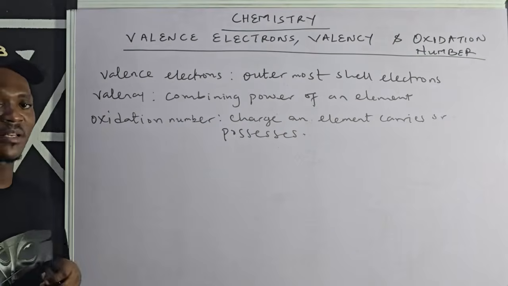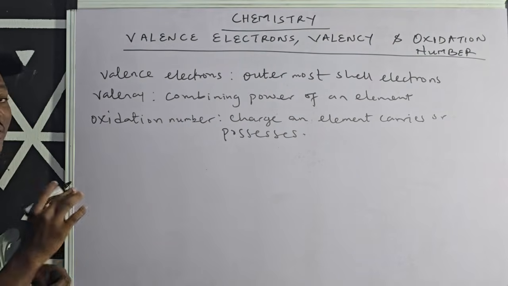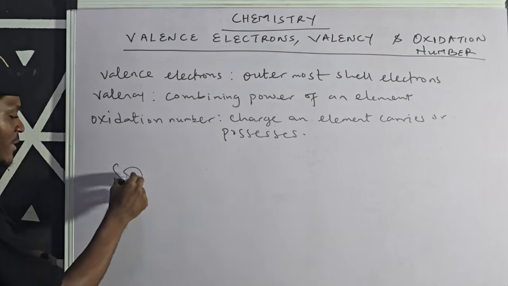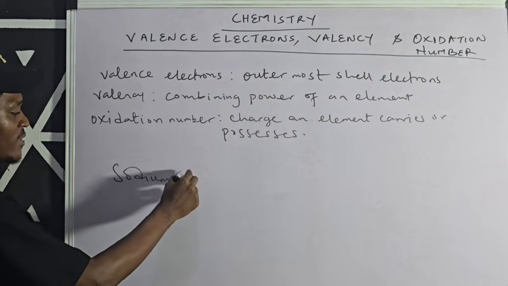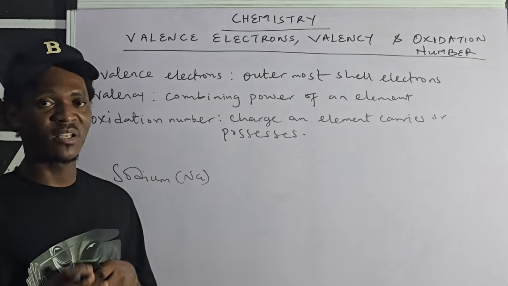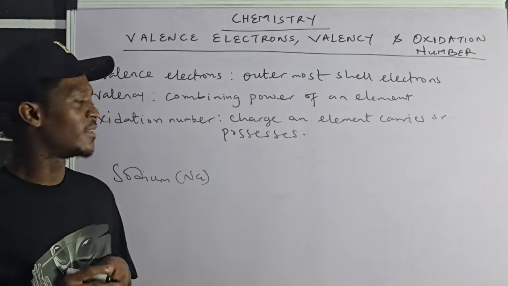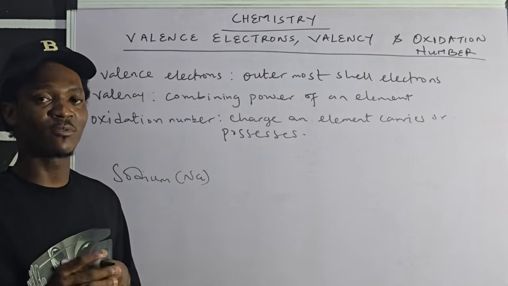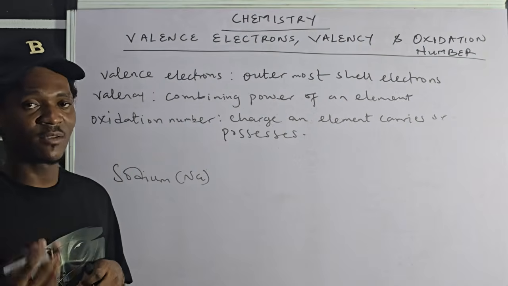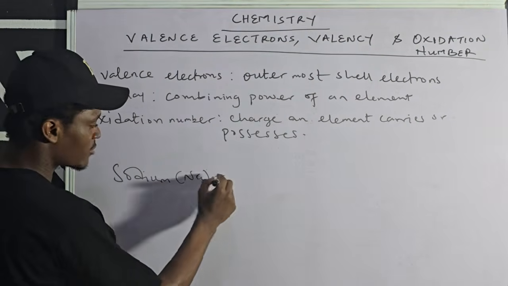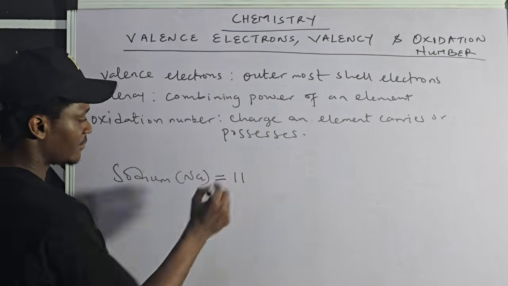But I'm going to explain them one after the other, starting with valence electrons. Let's take a case study, sodium as an element. Sodium has the symbol Na. What is the total number of electrons of sodium? It's very easy to get. How? You should know that the position of sodium in the first 20 elements is the 11th position. That indicates the number of electrons, and of course, that's also the number of protons. So the number of electrons of sodium is 11.